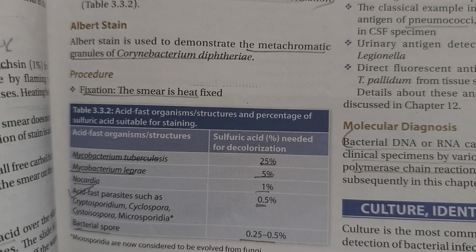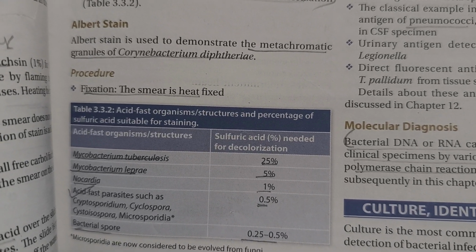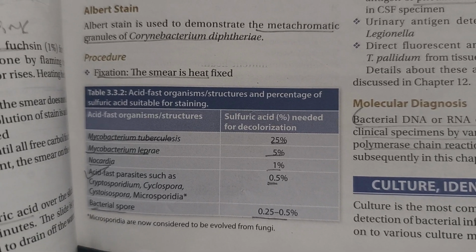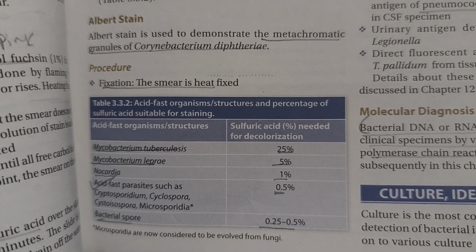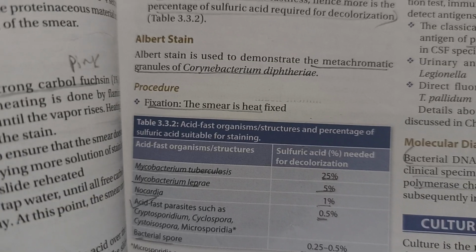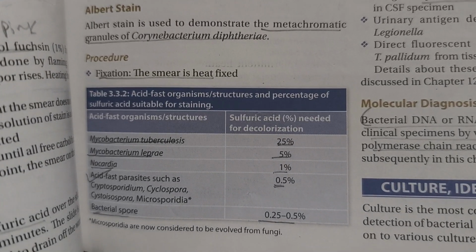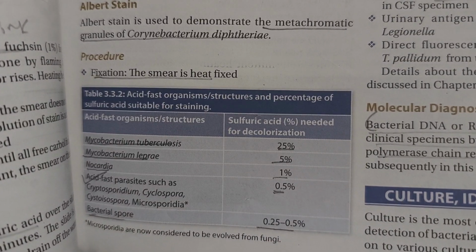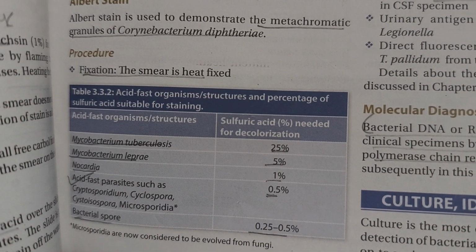Albert stain. Albert stain is used to demonstrate the metachromatic granules of Corynebacterium diphtheriae. You will find that diphtheria is a very common infection in pediatrics. Now let's see the procedure. Fixation.